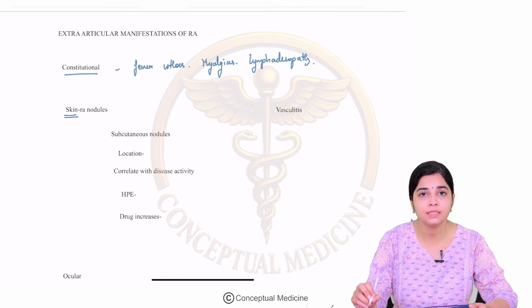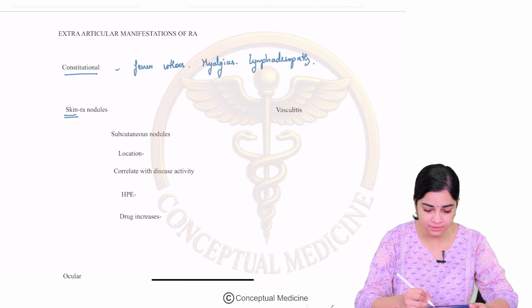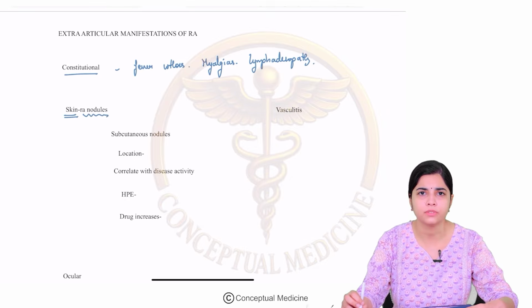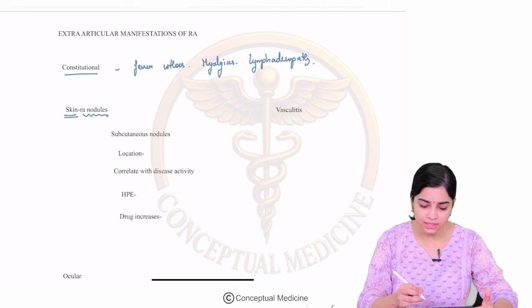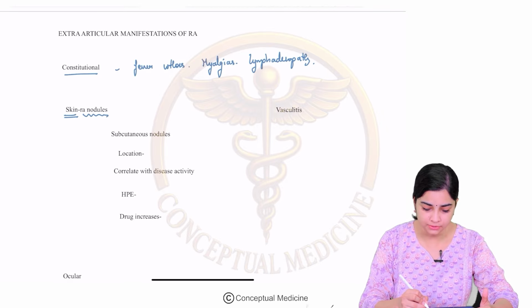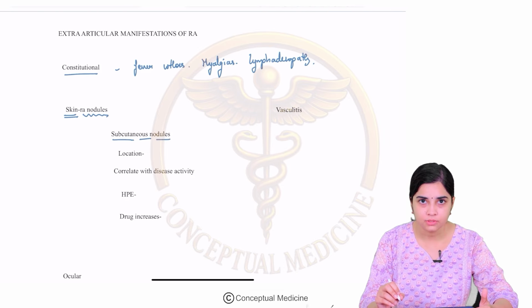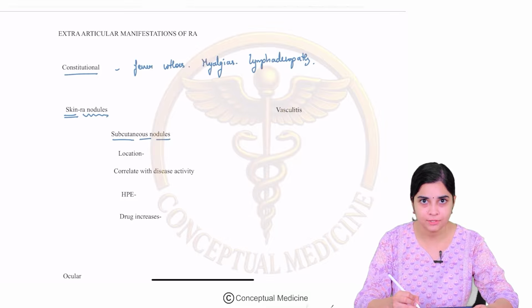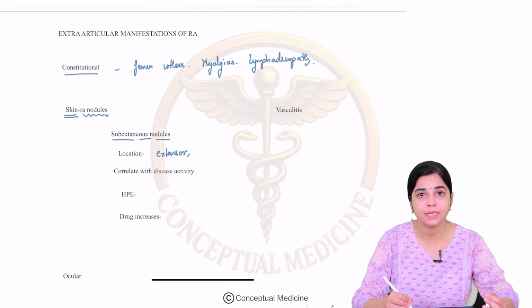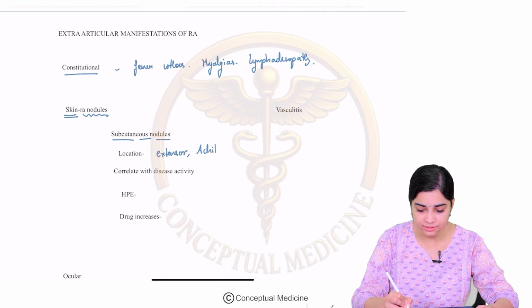Then, as far as the skin is concerned, you can have development of something called rheumatoid arthritis nodules, okay? So, you can have development of subcutaneous nodules. What are the characteristic features of these RA nodules? These nodules are predominantly subcutaneous in nature, right? They are freely mobile nodules which are usually found in the subcutaneous plane, in the extensor aspect of the limbs. They can also be found where the tendons meet the bone, for example, over the Achilles tendon.